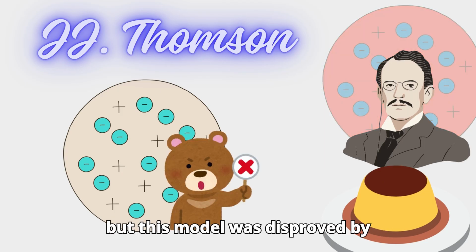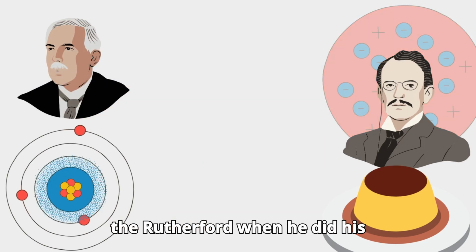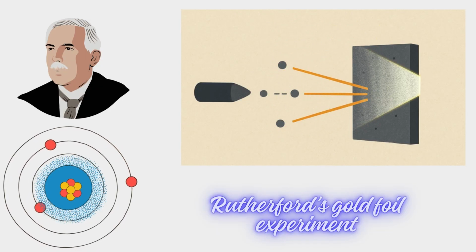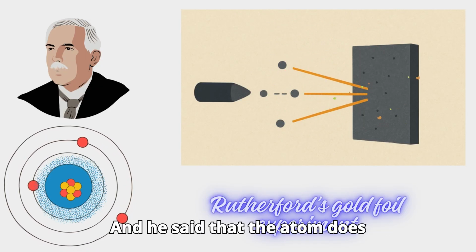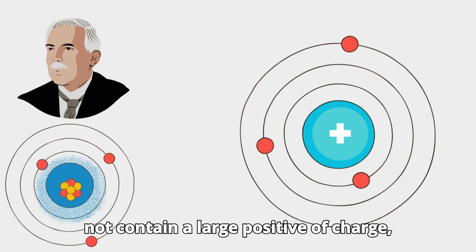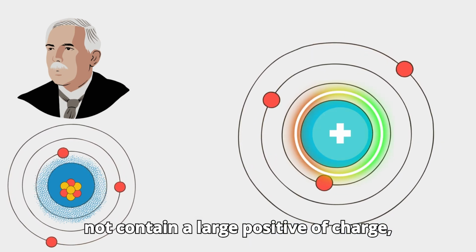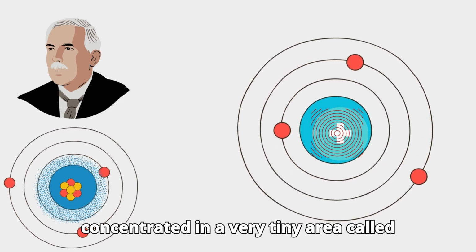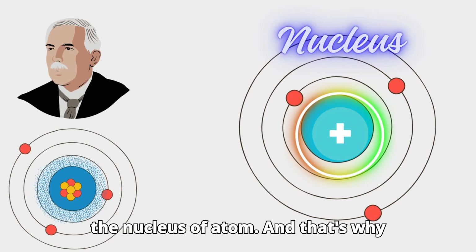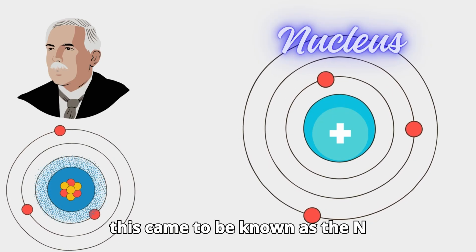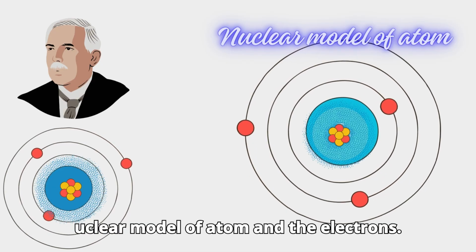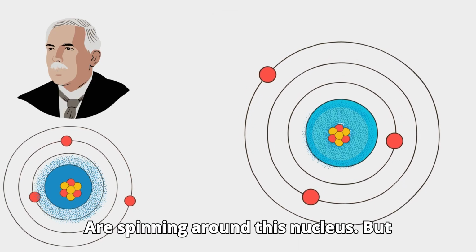But this model was disproved by Rutherford when he did his famous alpha scattering experiment. And he said that the atom does not contain a large positive charge, rather, the positive charge is concentrated in a very tiny area called the nucleus of the atom. And that's why this came to be known as the nuclear model of atom. And the electrons are spinning around this nucleus.